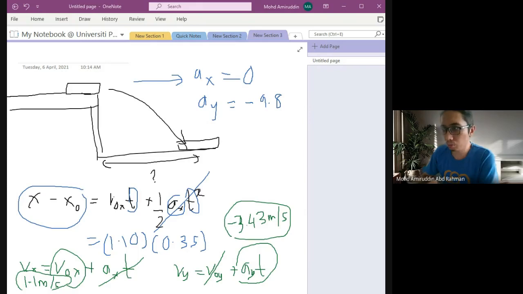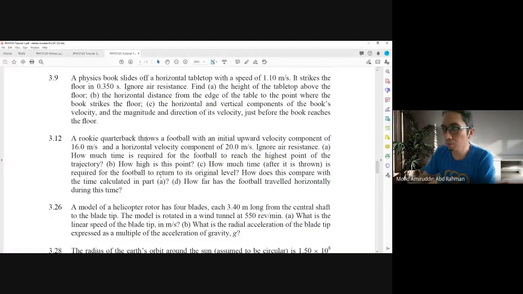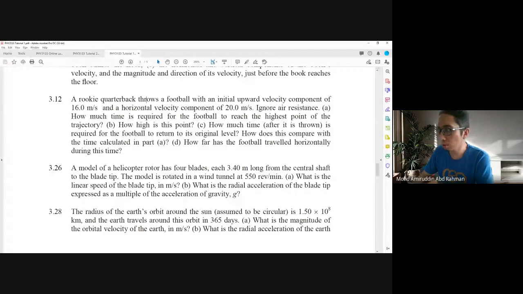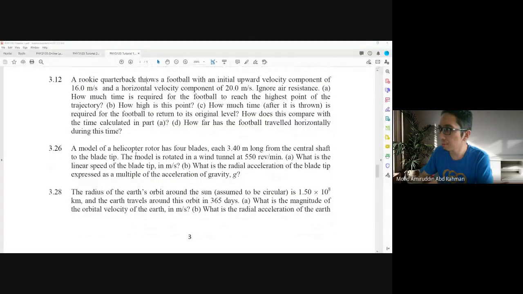Okay, so let's move to 3.12. For 3.12, what we have here is part A, asking how much time is required for the football to reach the highest point of the trajectory.